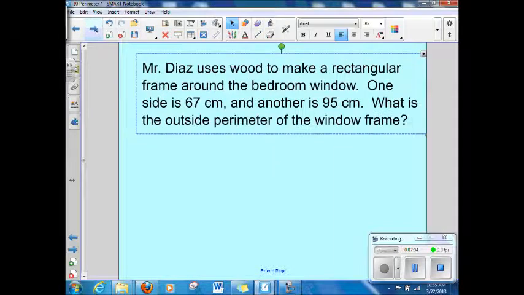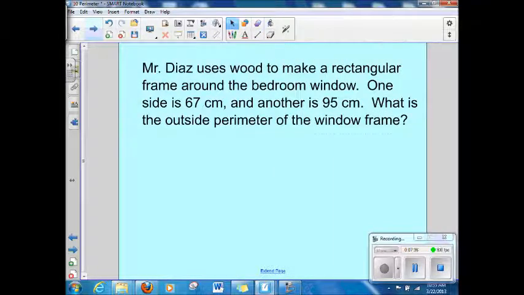Let's try another story problem. Mr. Diaz uses wood to make a rectangular frame around the bedroom window. One side is 67 centimeters and another is 95 centimeters. What's the outside perimeter of the window frame? Well, you can go ahead and push pause again and see if you can go ahead and figure that out. I would start with a drawing and label it and then go from there. You push pause and then I'll see you again when you're done.